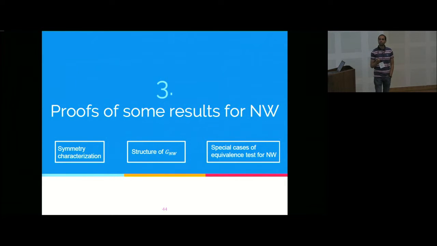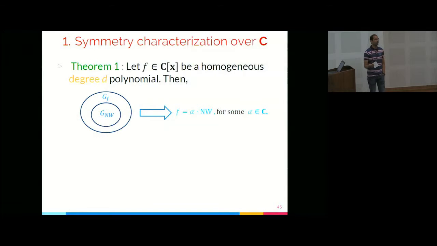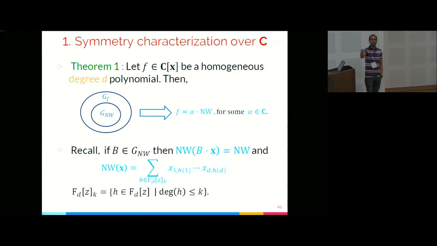Okay. So here is the first theorem. We showed that design polynomials are characterized by their symmetries over the field of complex numbers. In particular, recall the definition of characterization by symmetries. We showed that if f is a homogeneous polynomial of degree d over the field of complex numbers, and the group of symmetries of the design polynomial is sitting inside the group of symmetries of f, then f is actually a scalar multiple of the design polynomial. So again, quickly recall the definition of symmetries and design polynomials.